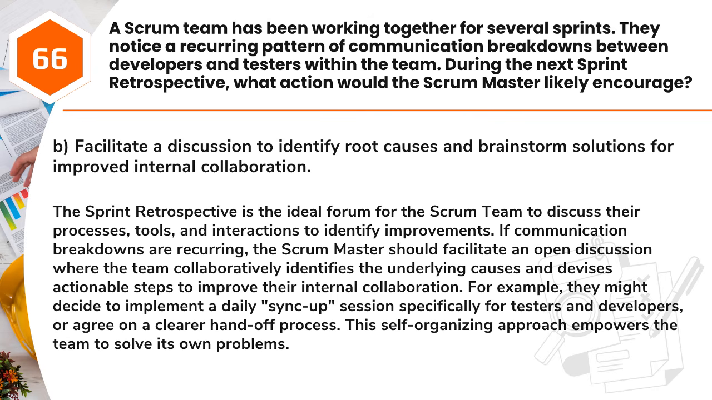Answer: B. Facilitate a discussion to identify root causes and brainstorm solutions for improved internal collaboration. The sprint retrospective is the ideal forum for the Scrum team to discuss their processes, tools, and interactions to identify improvements. If communication breakdowns are recurring, the Scrum Master should facilitate an open discussion where the team collaboratively identifies the underlying causes and devises actionable steps to improve their internal collaboration.